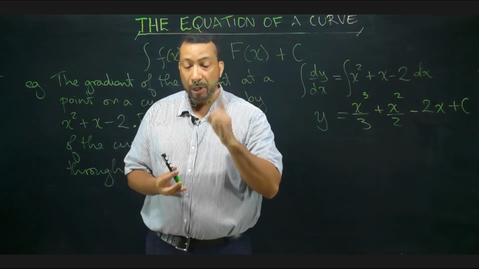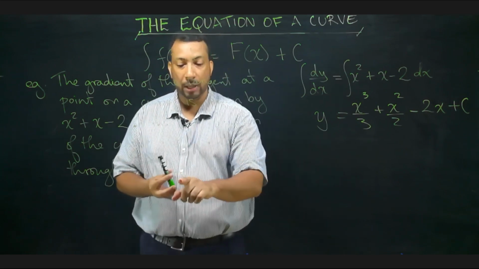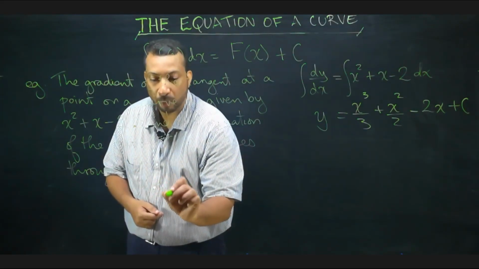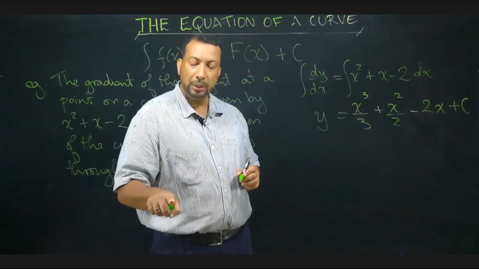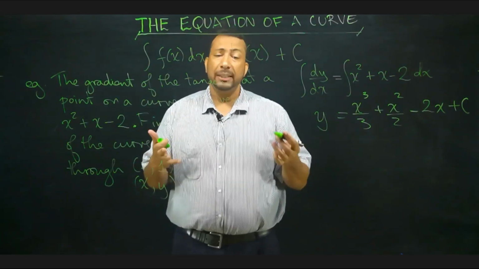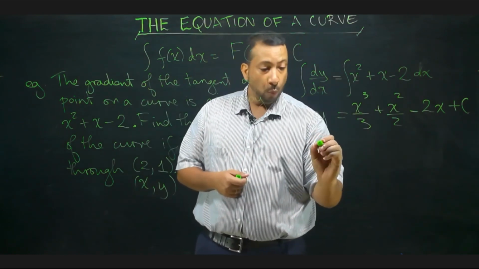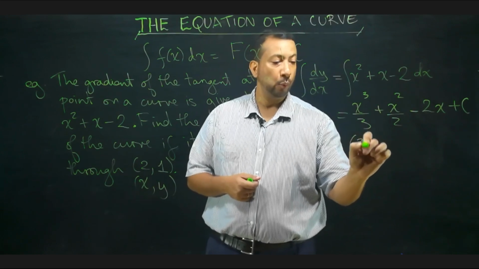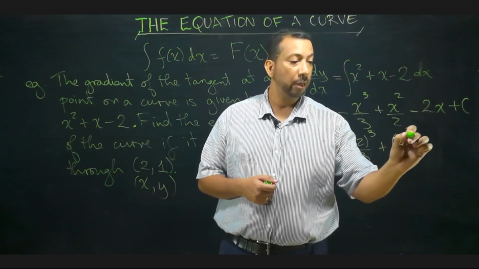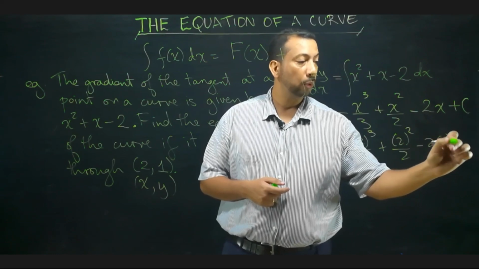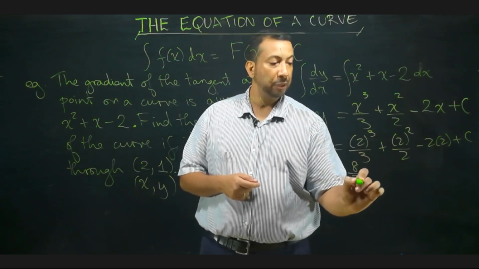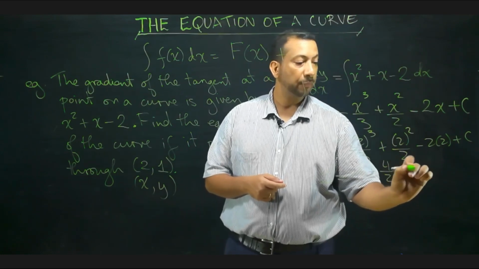Well, I know that my particular equation passes through the point (2, 1). So if it passes through the point (2, 1), then my x value is 2 and my y value is 1. So I can substitute these in place of x and y into this equation and then solve for c. So let's see what we get when we substitute these values. So y is 1 and x is 2. So we'll have 1 is equal to 2 cubed over 3 plus 2 squared over 2 minus 2 times 2 plus c. So simplifying, I have 1 is equal to 8 over 3 plus 4 over 2 minus 4 plus c.